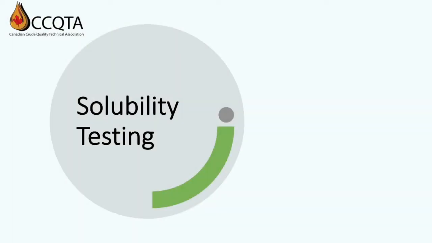Now let's move on to physical solubility testing. As we've discussed, when we are referring to crude oil stability, we're really talking about asphaltene stability in the crude. As you might expect, physical solubility testing focuses on asphaltene's ability to be precipitated and/or dissolved.